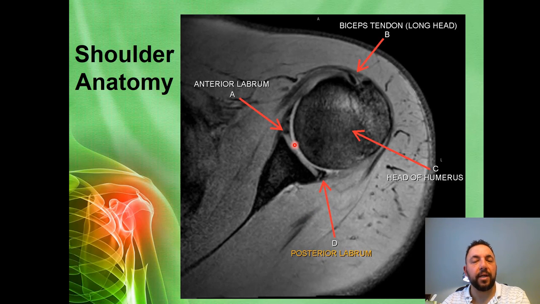As we get further down into a more center cut within the shoulder, and again a transverse cut, we identify the anterior labrum and the posterior labrum, the head of the humerus, and the insertion of the biceps tendon, the long head, the insertion of the biceps tendon.